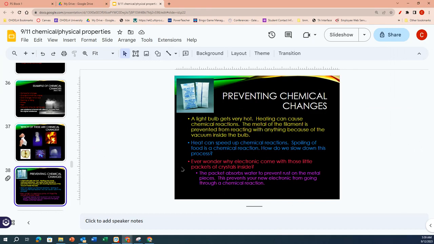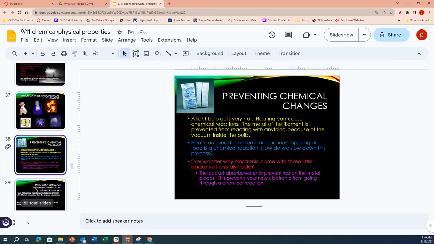We wonder why electronics come with these little packets of crystals inside. Yeah, I've seen this, it says Don't Eat. The packets absorb water to prevent rust on metal pieces. This prevents the new electronic from going through a chemical reaction.